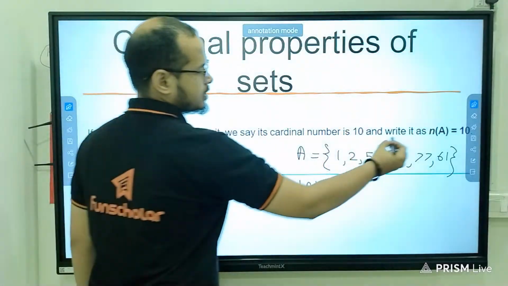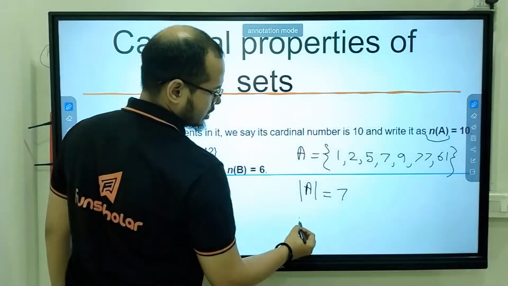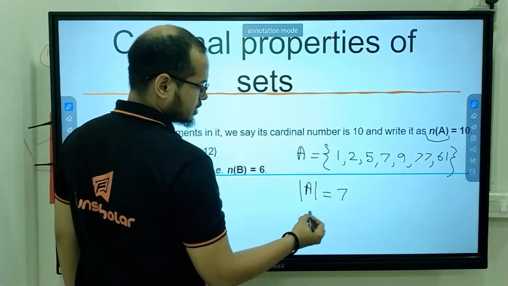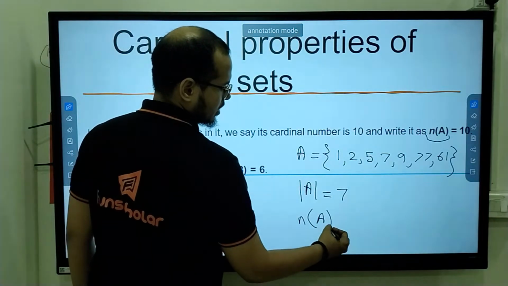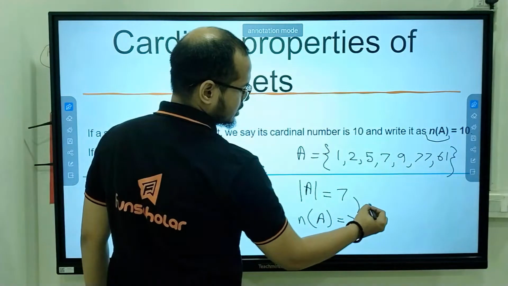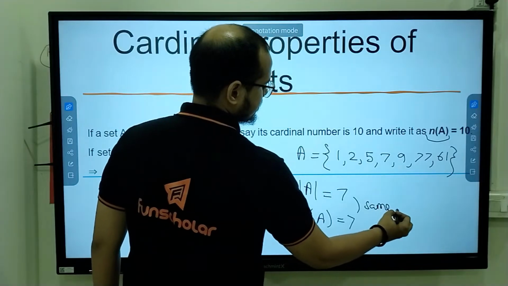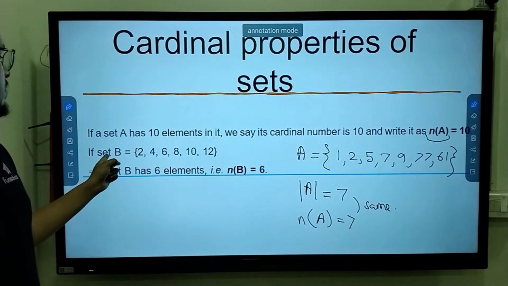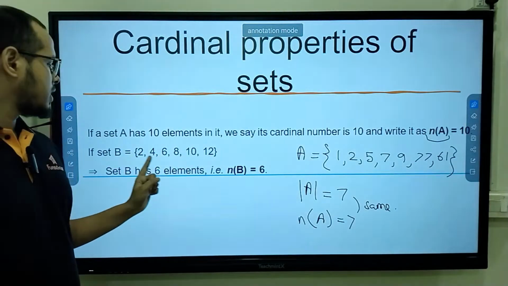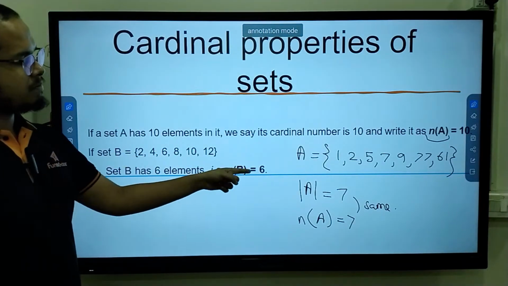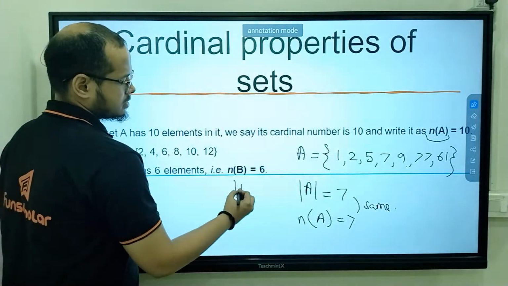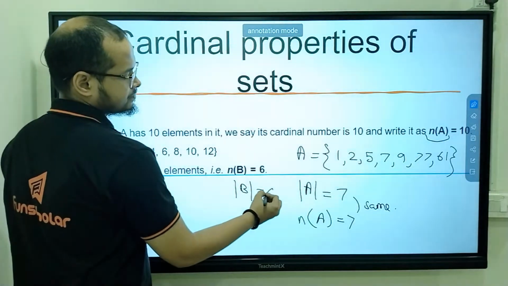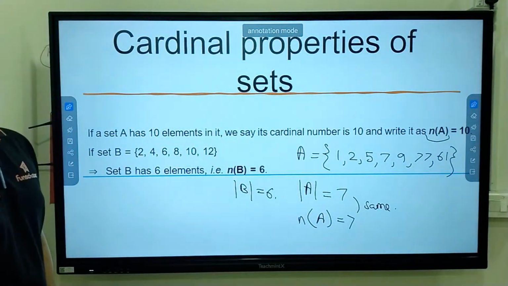But if you want to write in this format, so we have to write n(A) is equal to 7. So these and these are absolutely the same. Okay. I hope you understood. So in the second example, if set B is 2, 4, 6, 8, 12, the number of elements is 6. So n(B) is this, or we can write this, same. Okay.